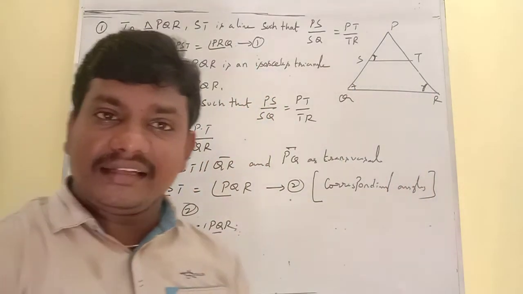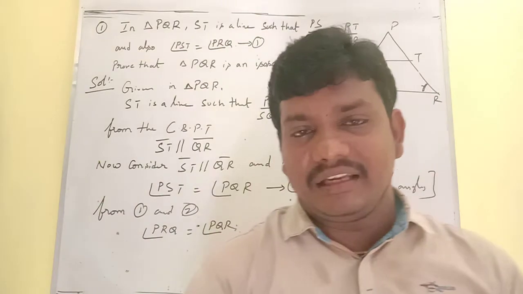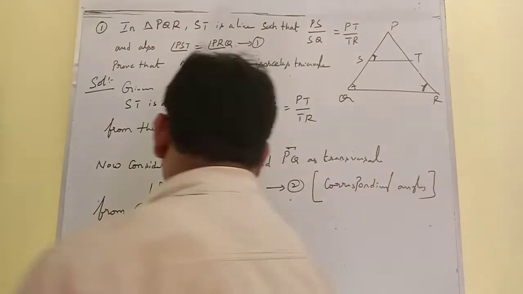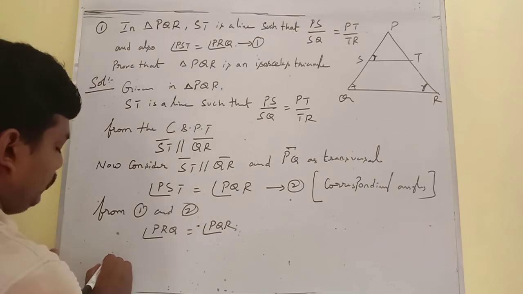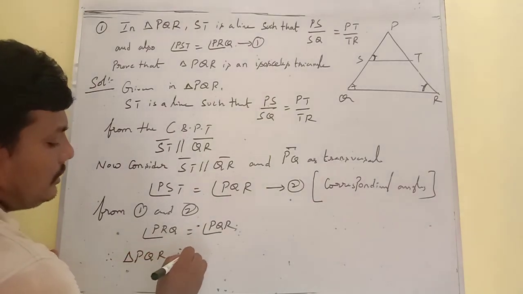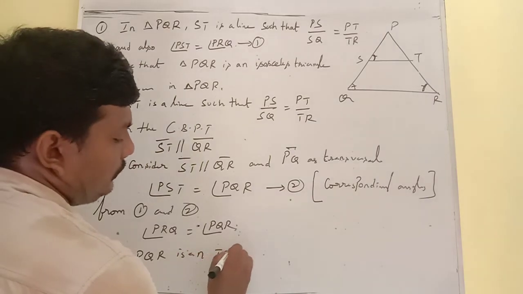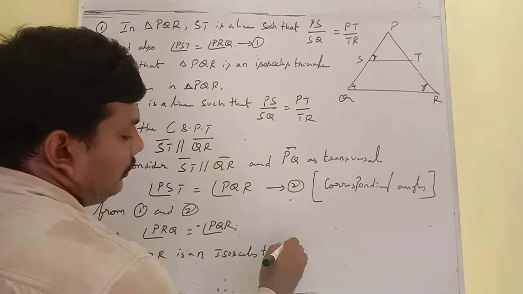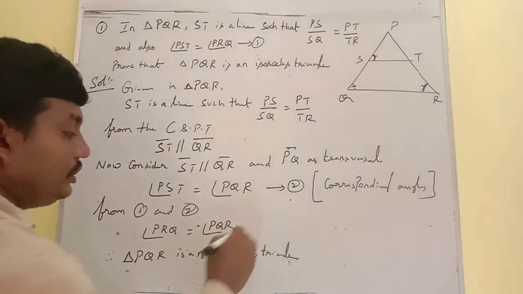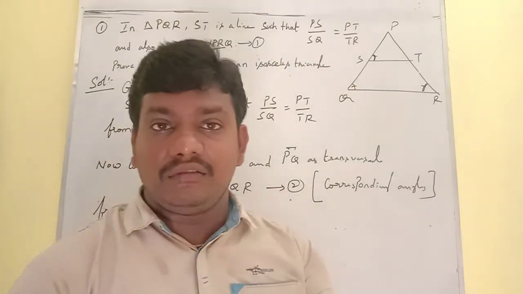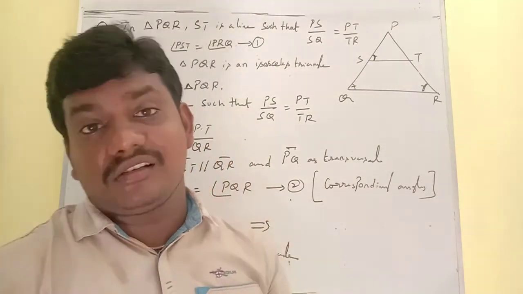When the base angles are equal in a triangle, then the triangle is known as an isosceles triangle. So therefore, triangle PQR is an isosceles triangle. Since two angles in a triangle are equal, the sides opposite to those angles are also equal.